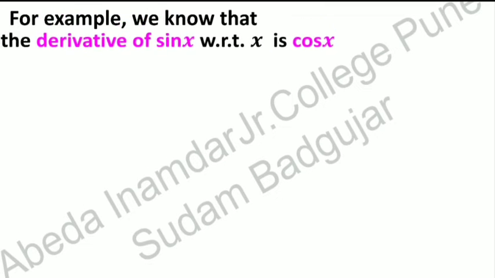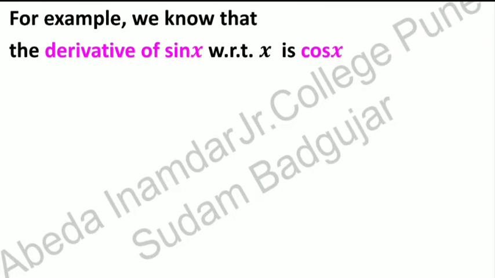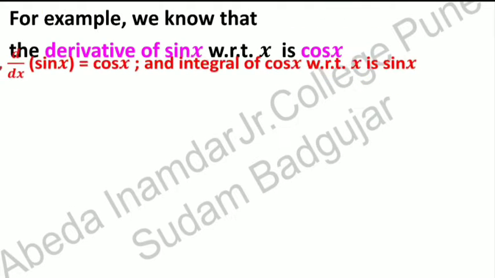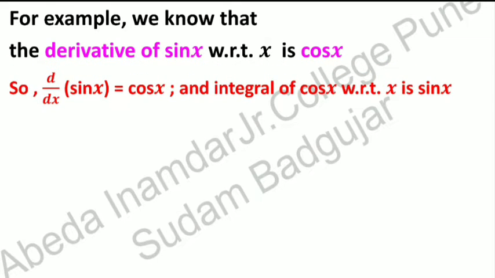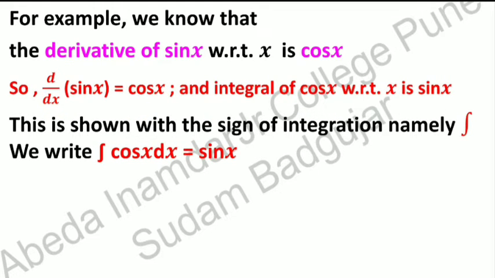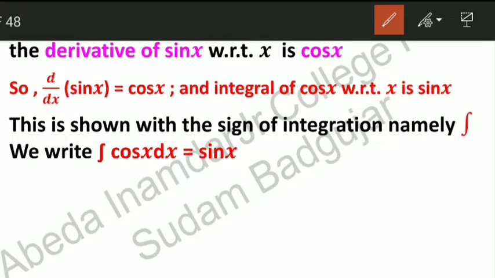Integration is nothing but the reverse process. For example, you are familiar with the derivative of sin x. What is the derivative of sin x with respect to x? It is cos x. So d by dx of sin x is cos x, and the integral of cos x with respect to x is sin x. This is shown with the sign of integration. We write integration of cos x dx is equal to sin x.